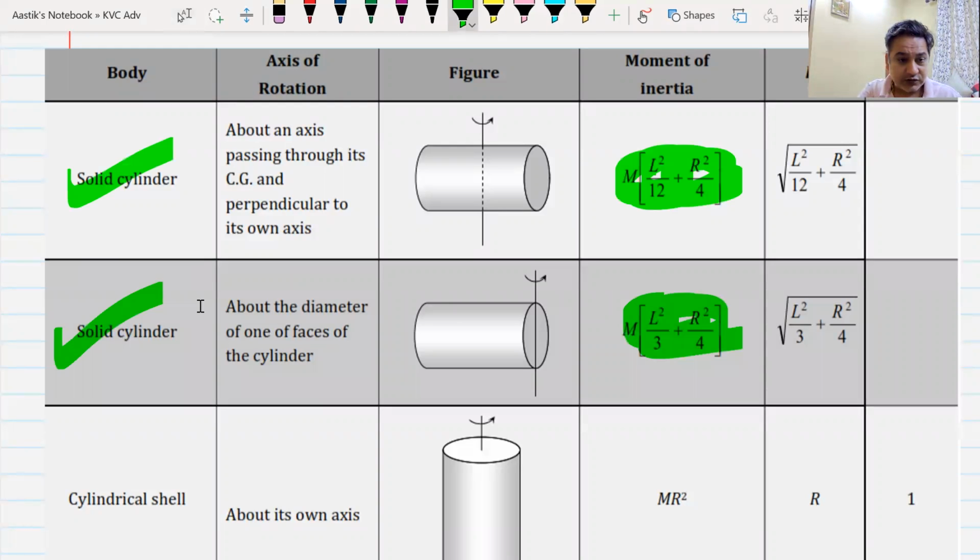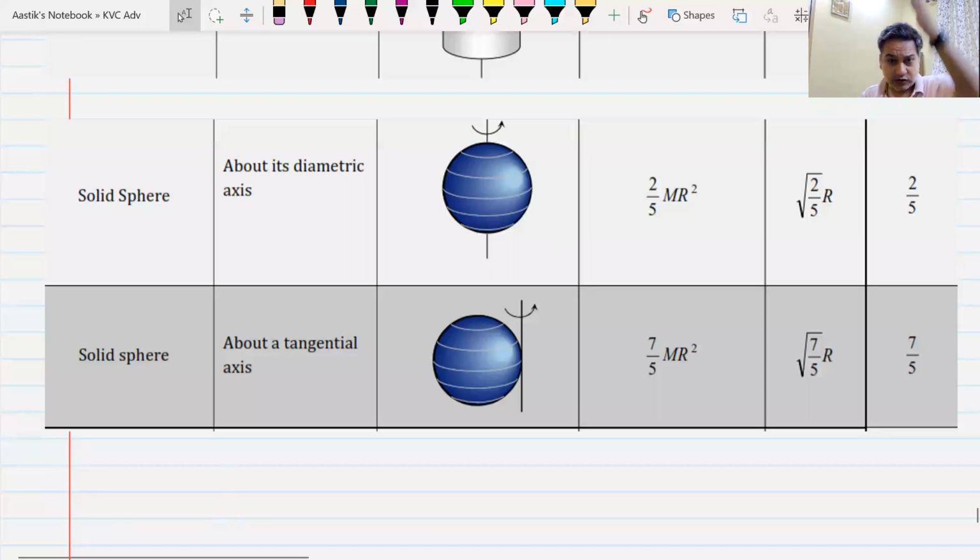The thing that I wanted to share was this solid sphere about the two axes. We have not done this, so you can note this one down at least, because we will be needing solid sphere and hollow sphere. This is solid sphere. About any diameter axis, it is 2 by 5 mr square. About any tangential axis, it is 7 by 5 mr square. You have to note this down. You will have to remember this. We have not done this.